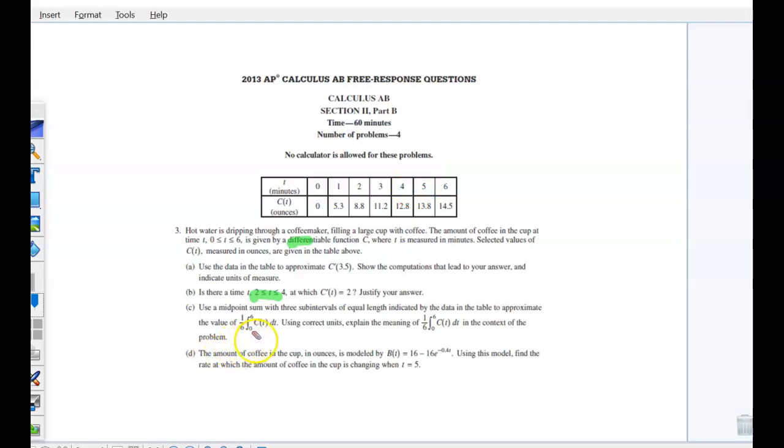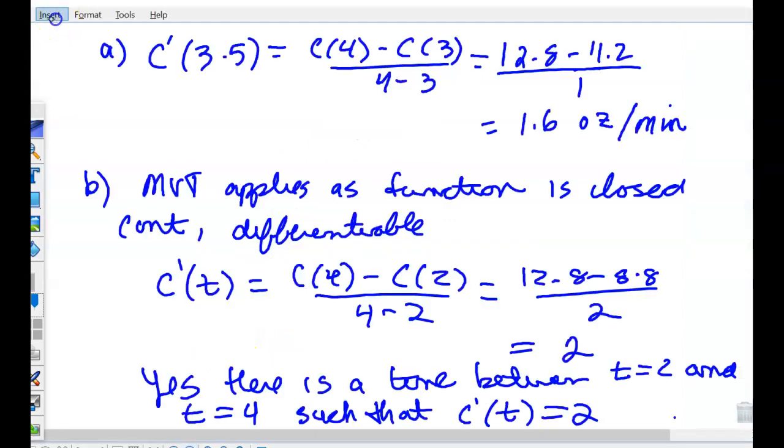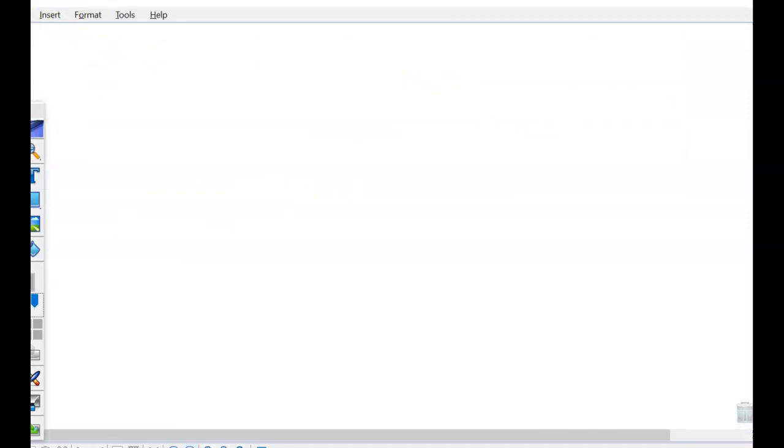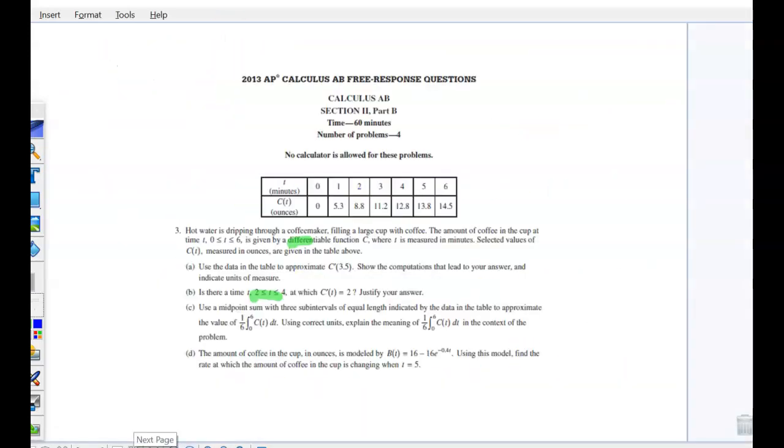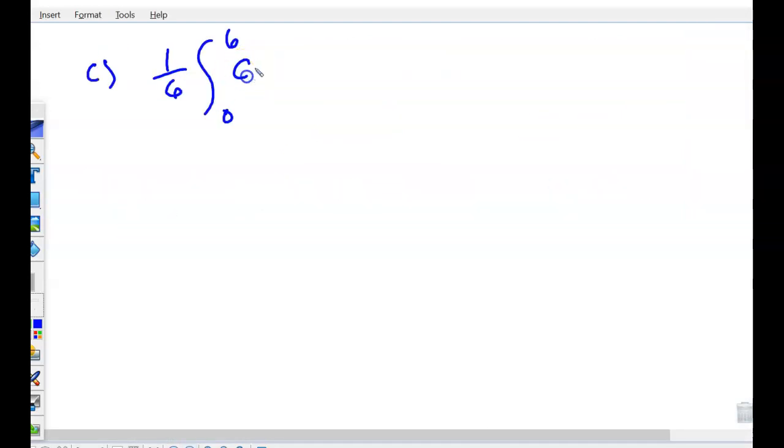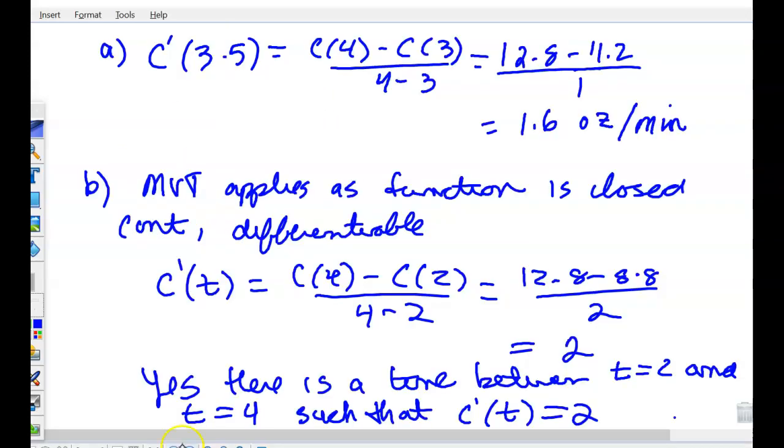Okay, in part C, it says use a midpoint sum with 3 subintervals of equal length to approximate the value of 1/6 the integral from 0 to 6 c of t dt. Okay. So for this one, we're not going to explain the units yet because we haven't really talked about what this means, but we can actually do the calculation for part C. So part C, they wanted us to approximate 1/6, the integral from 0 to 6 of c of t dt, which means the area under the curve from 0 to 6 of c of t, and then we want to times it by 1/6.